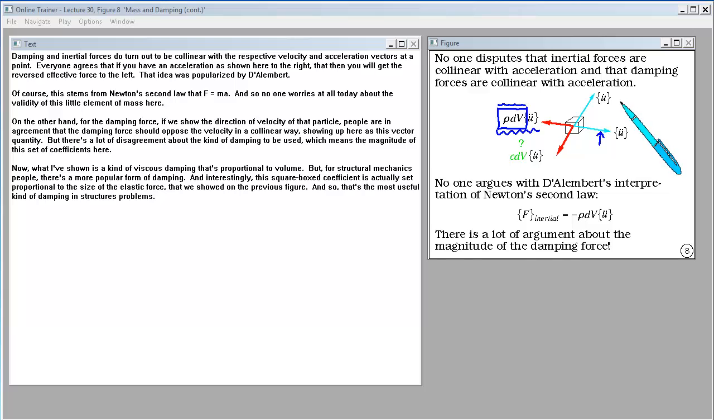On the other hand, for the damping force, if we show the direction of velocity of that particle, people are in agreement that the damping force should oppose the velocity in a collinear way. Showing up here is this vector quantity, but there's a lot of disagreement about the kind of damping to be used, which means the magnitude of this set of coefficients here. Now, what I've shown is a kind of viscous damping that's proportional to velocity. But for structural mechanics people, there's a more popular form of damping, and interestingly, this square boxed coefficient is actually set proportional to the size of the elastic force that we showed on the previous figure. And so that's the most useful kind of damping in structures problems.